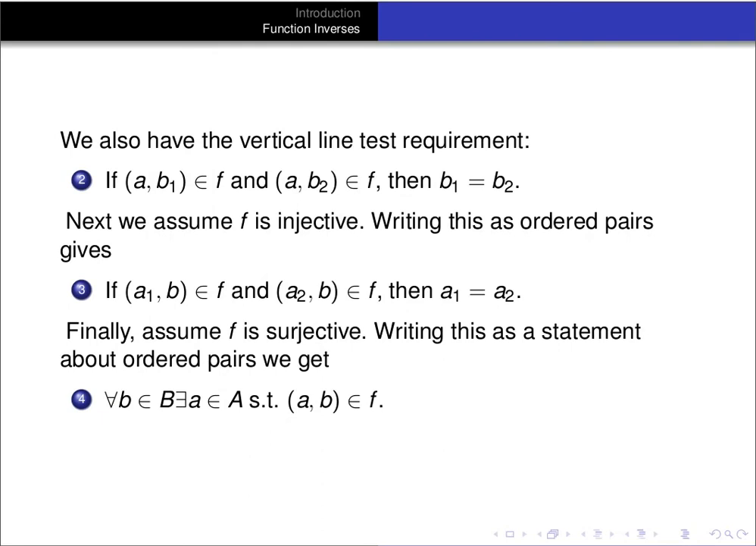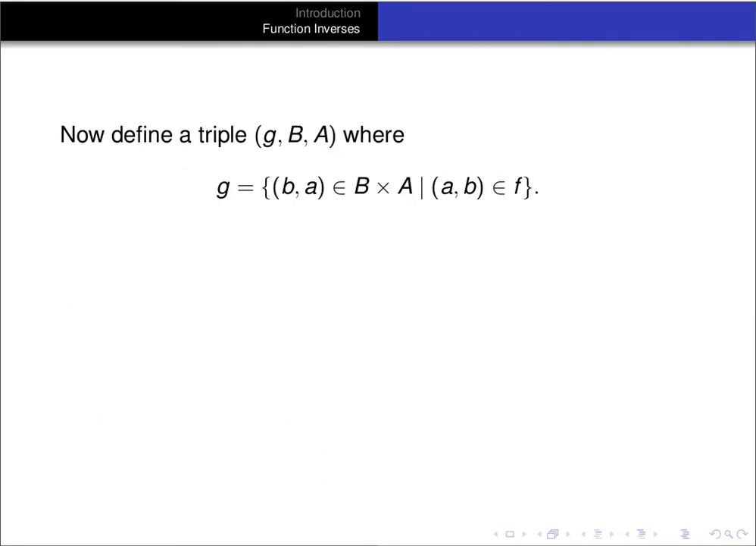So now we'll define G. We'll define a triple G, B, A, where G is the collection of all ordered pairs (b, a) in B cross A, such that (a, b) is in F. All right? So you can see we're sort of switching inputs and outputs here. And what we have to prove is that this G is actually a function and that it's actually the inverse of F. Okay.